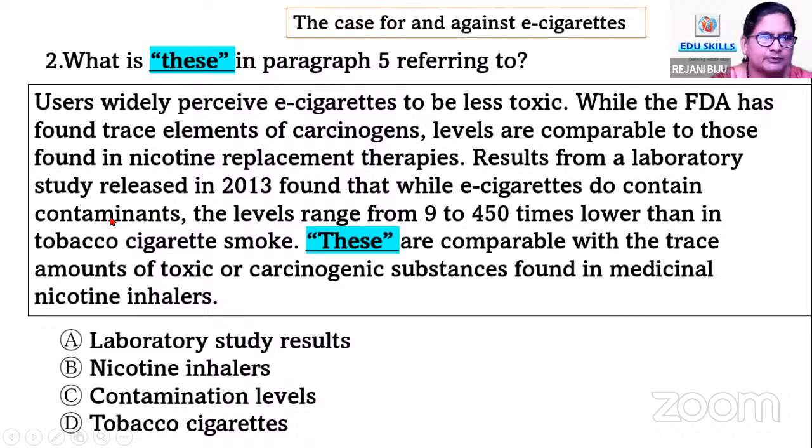Result from a laboratory study released in 2013 found that. I told already, if anything is given like found that, said that, or anything, till that we can just avoid it. Then the remaining: while e-cigarettes do contain contaminants, the levels range from 9 to 450 times lower than in tobacco cigarette smoke. Can anyone find out the subject in this one?